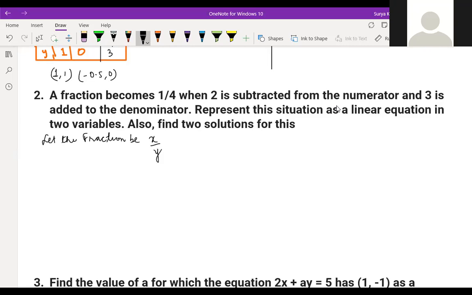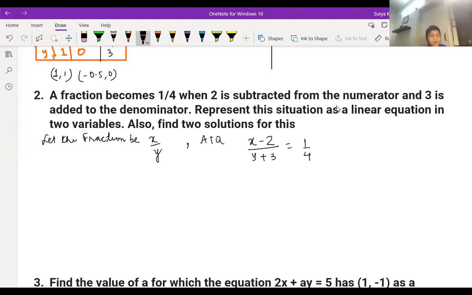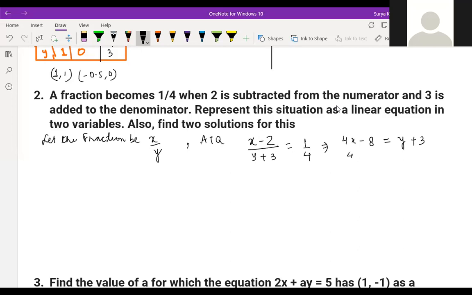Correct. Then according to the question, x minus 2 divided by y plus 3 is equal to 1 by 4. Correct. Now do cross multiplication, children. 4x minus 8 is equal to y plus 3, or you can write 4x minus y is equal to 11. So this is the equation we get from here, right? 4x minus y is equal to 11.